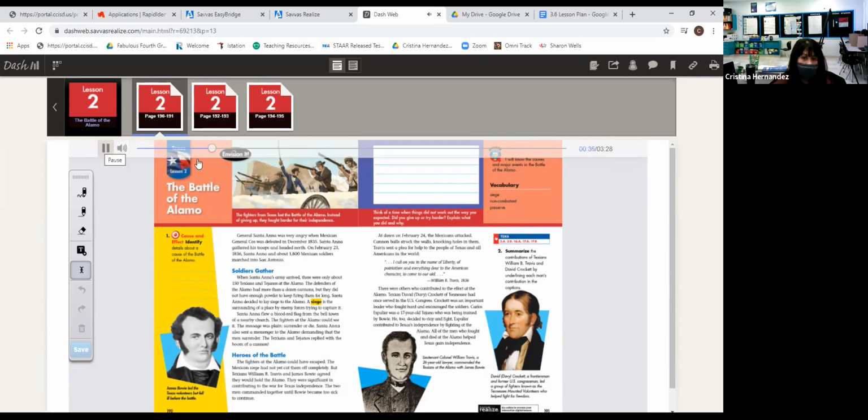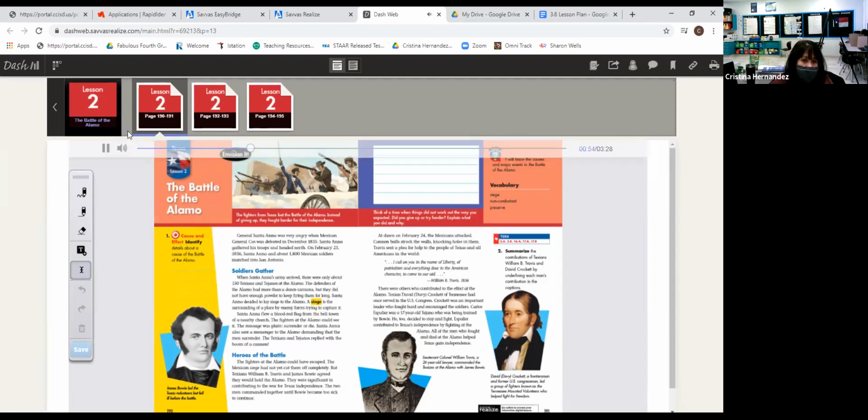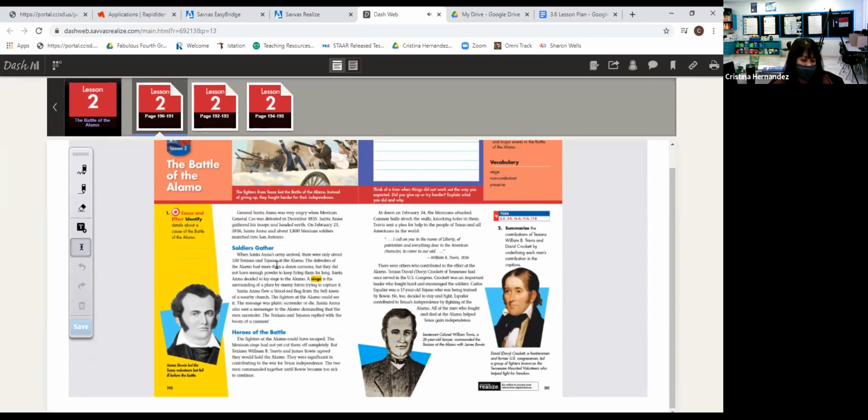General Santa Anna was very angry when Mexican General Cos was defeated in December 1835. Santa Anna gathered his troops and headed north. On February 23, 1836, Santa Anna and about 1,800 Mexican soldiers marched into San Antonio. Number 1, cause and effect: identify details about a cause of the Battle of the Alamo.